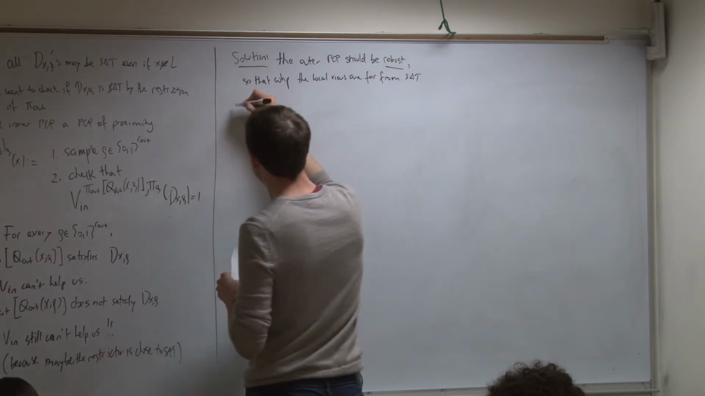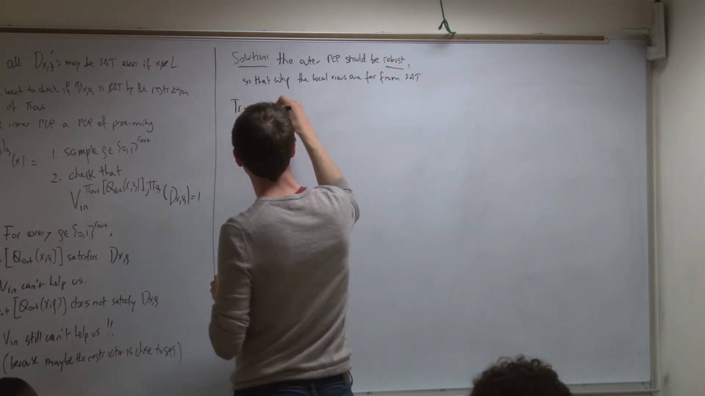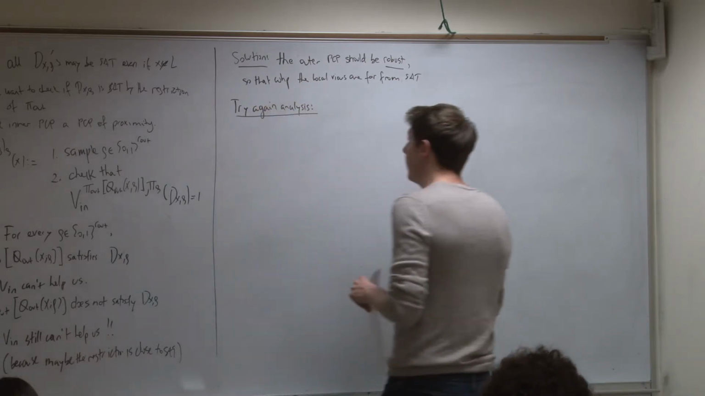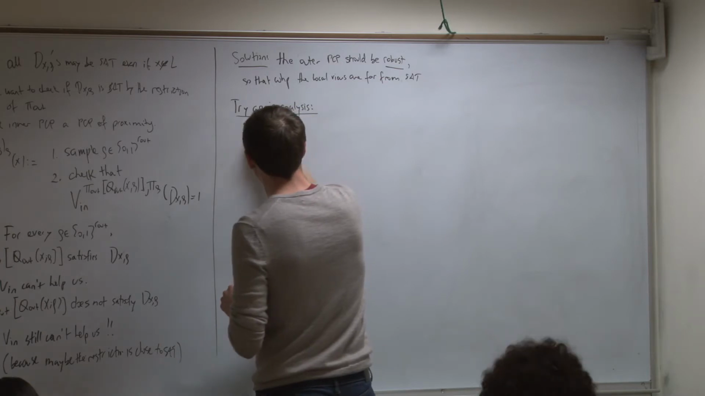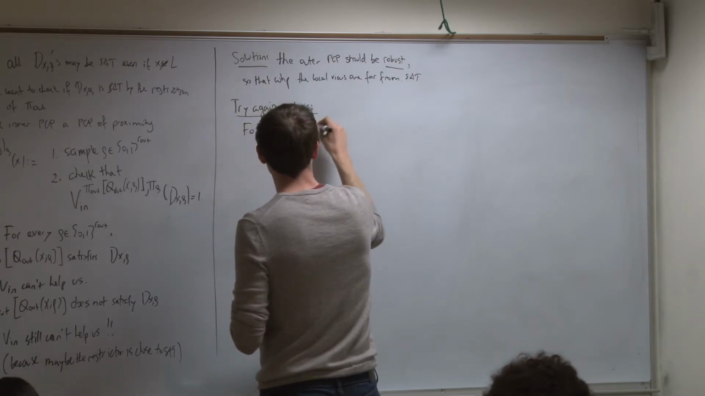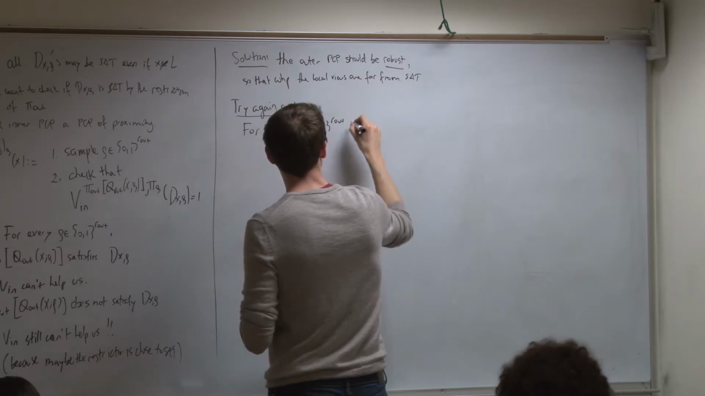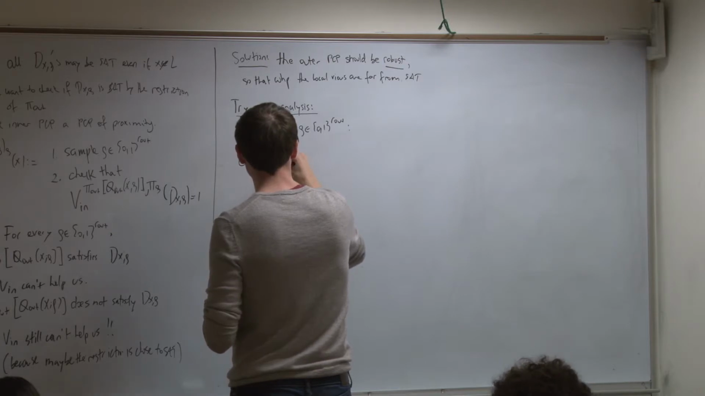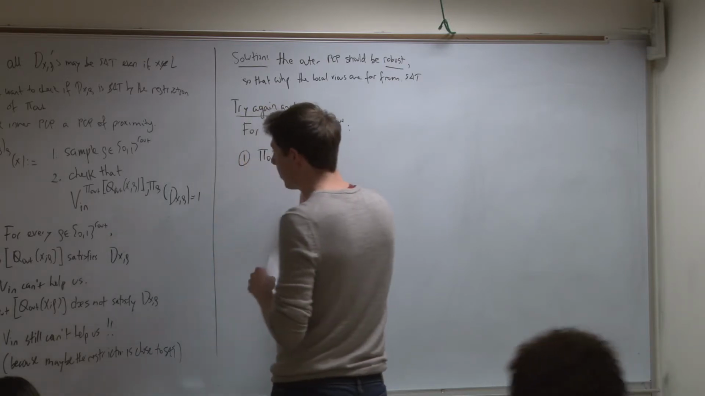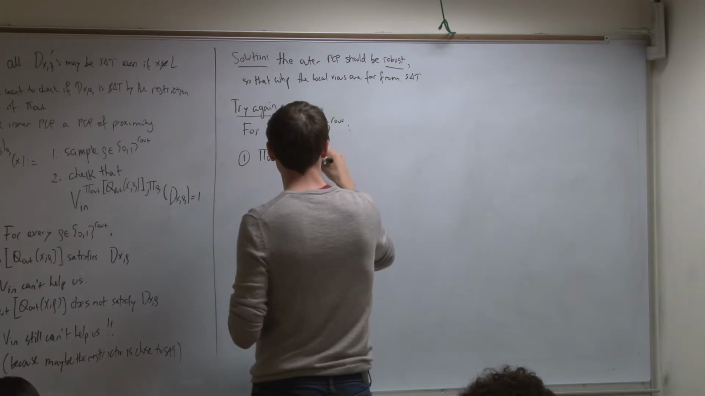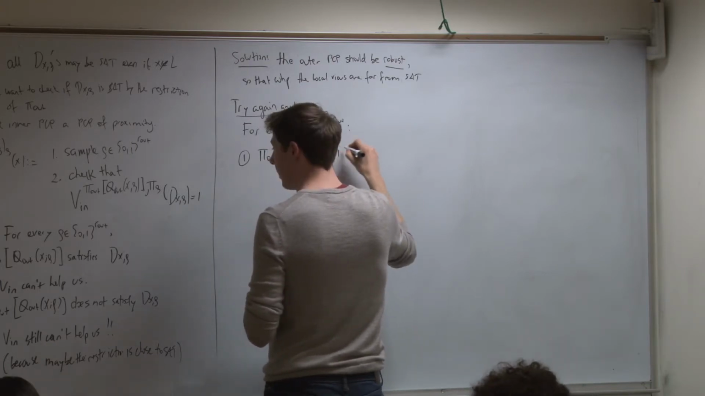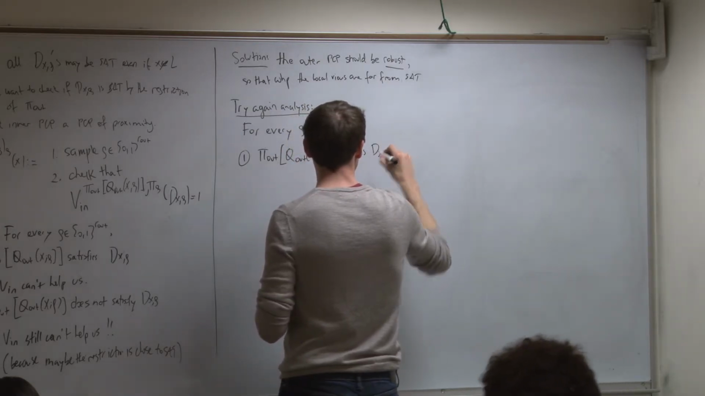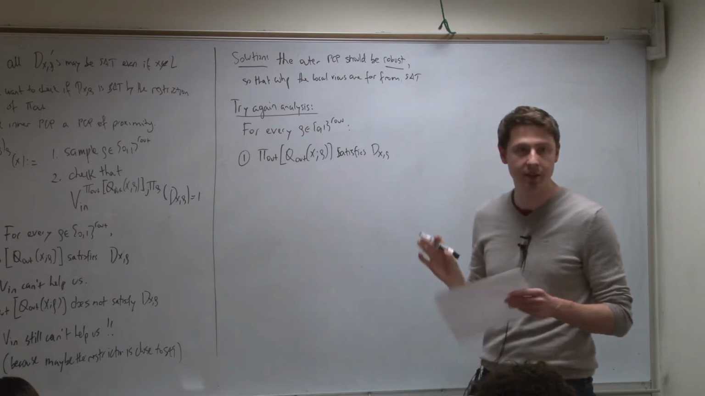Okay, so let's try again the analysis. For every choice of random string, we have two cases. Either the local view, sometimes I call them restrictions, sometimes local views, they mean the same thing. Either the local view satisfies the decision predicate dx rho. In this case, what do we say?